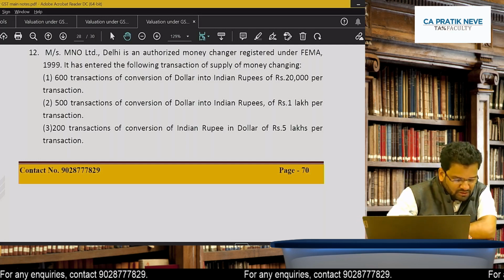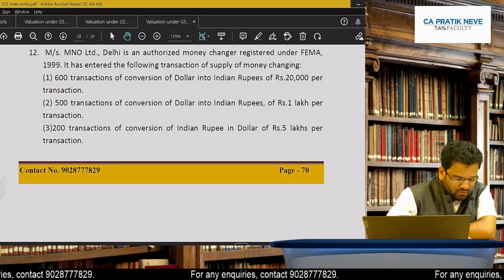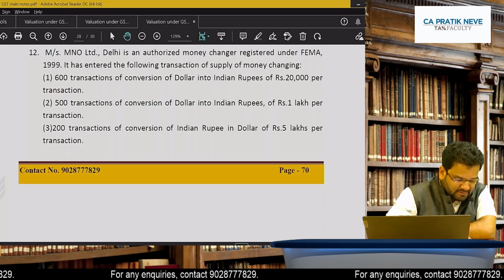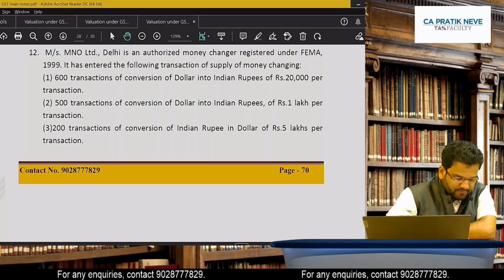Darshan, you understood, na? Yash, you understood, na? That we have to do not 0.5% of 90 lakhs, we have to do 0.1% of 90 lakhs. Yes, it is 0.1%. My mistake.